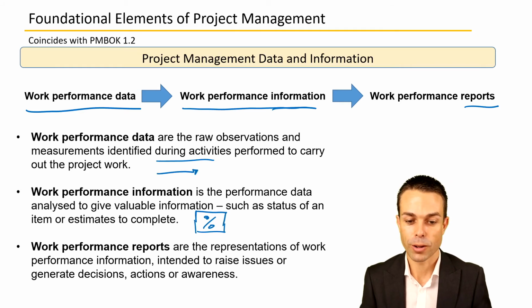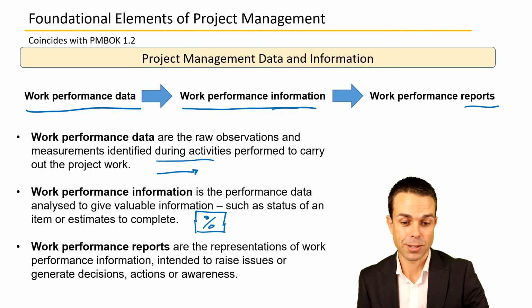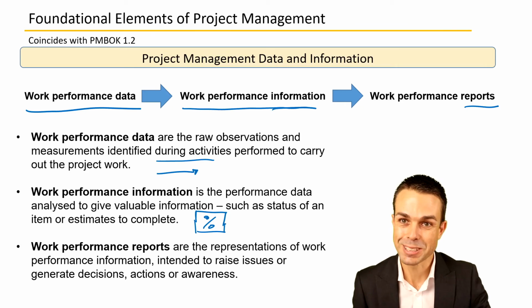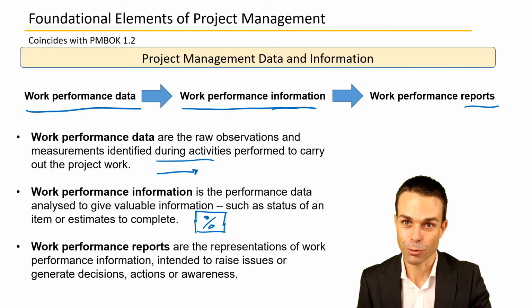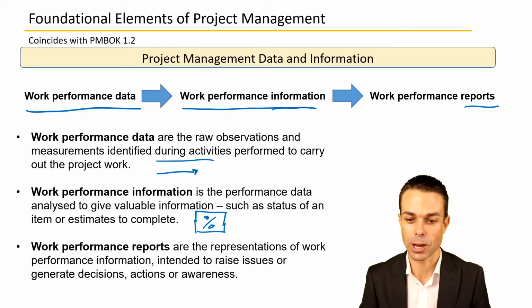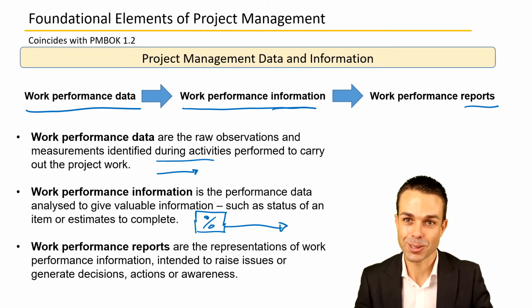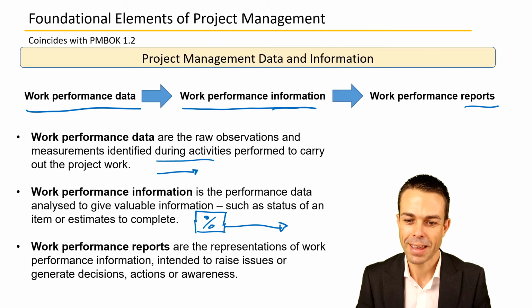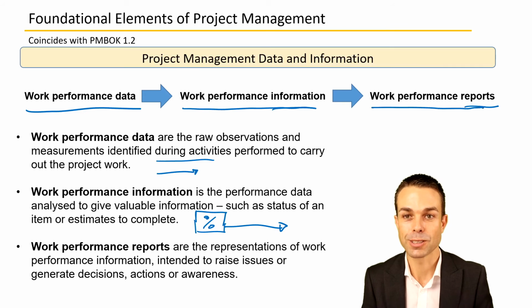And then once we've got that and we've got a couple of these percentages, or maybe it's the cost performance index which you'll come across, or the schedule performance index which you'll come across, which we'll need to calculate to see how our project is going. We put all of those into a nice pretty document, usually that someone can read quite easily, and we turn that into our work performance report.